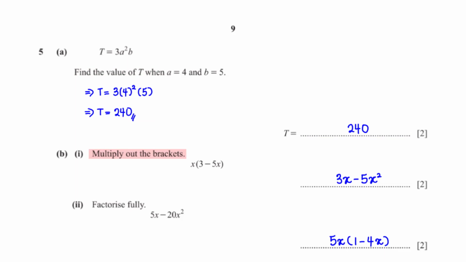Multiply out the brackets. When we expand the brackets, x times 3 is 3x. x times negative 5x is negative 5x squared. Factorize fully 5x minus 20x squared. The terms have a common factor of 5x. When we factor out 5x, we are left with 1 minus 4x.